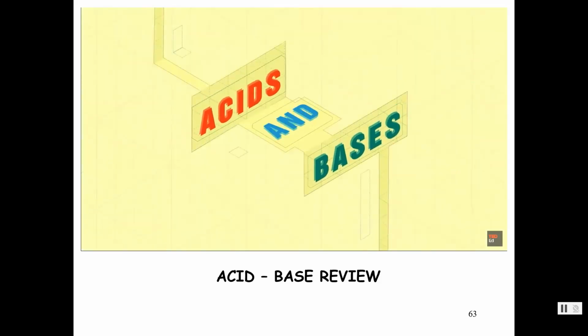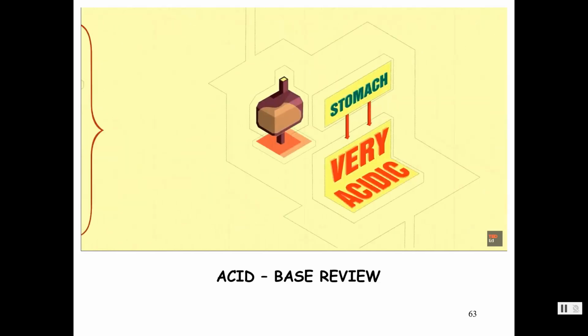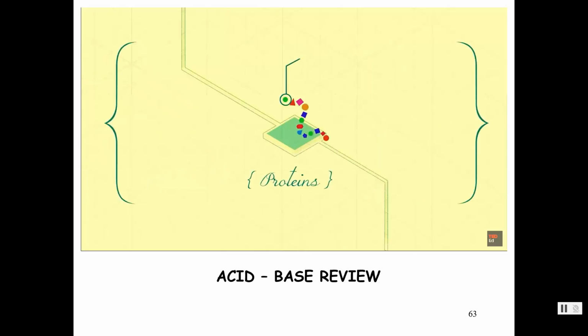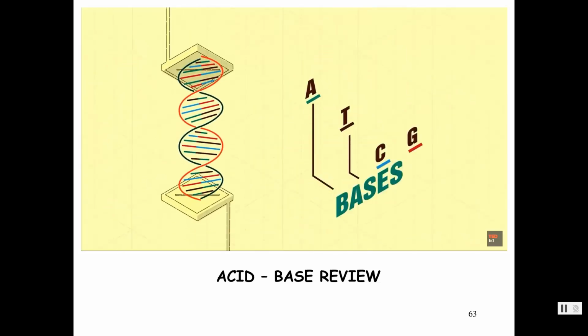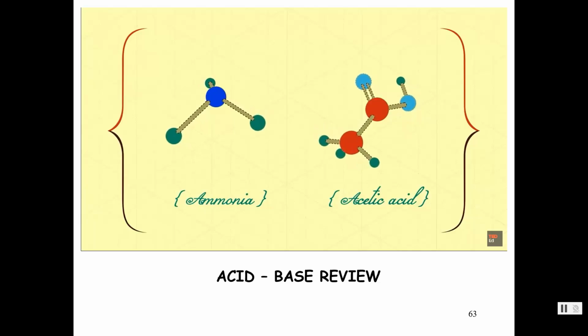Acids and bases are everywhere. They're used to make foods, soaps and detergents, fertilizers, explosives, dyes, plastics, pesticides, even paper. Our stomachs are very acidic, our blood is slightly basic. Our proteins are made up of amino acids, and the letters in our genetic code, those A's, T's, C's, and G's, are all bases.